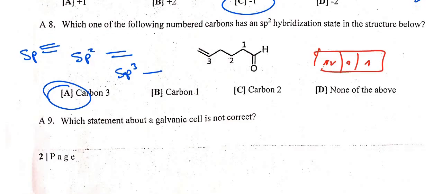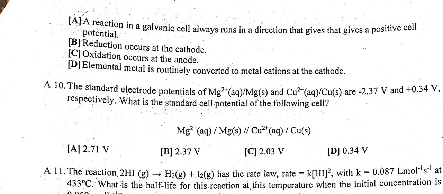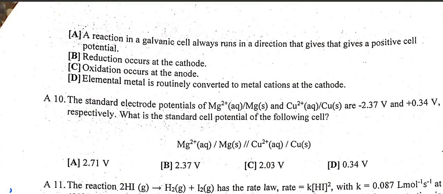Then number 9, A9, they're saying which statement about the galvanic cell is not correct? Which one here is not correct? Okay, so here they're saying the first one, let's disqualify them. So which one is not true, right? That was the statement. Yeah, so when we consider the anode, that is where electrons are produced, so expect it to be negative, right? So the first one is false.